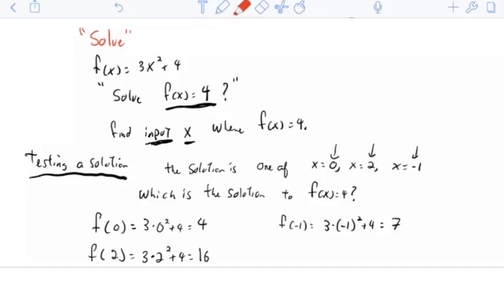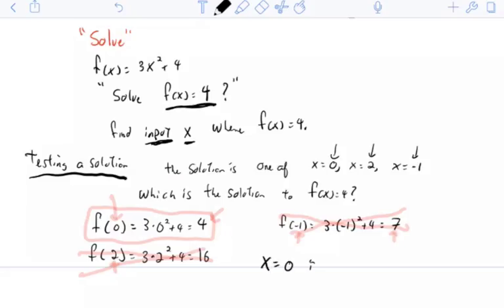And once you've done it for each of them, you can say, okay, that one, this input gives the output we're looking for. This input does not give the output we're looking for. This input does not give the output we're looking for. And so of these, x is equal to 0 is the solution to f of x is equal to 4.